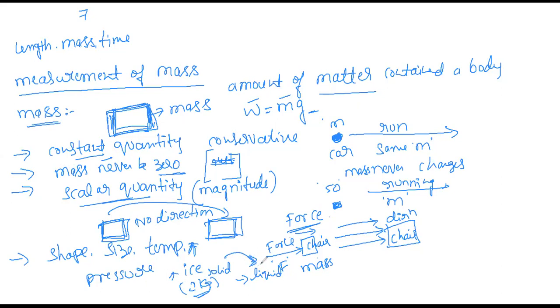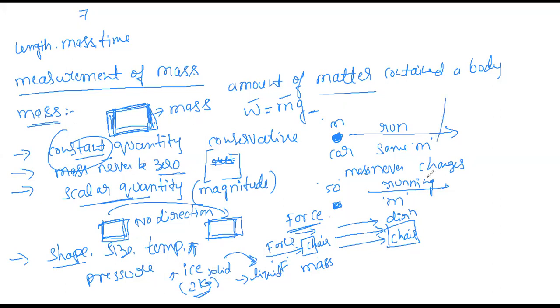Energy can neither be created nor destroyed, but it can be transferred from one form to another. In the same way, mass can neither be created nor destroyed. It never becomes zero, but it can be transferred from one form to another. Hence it does not depend on any temperature, shape, size, or pressure. It remains constant. This is some information about mass.